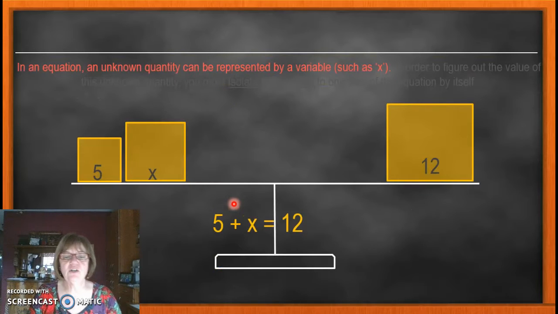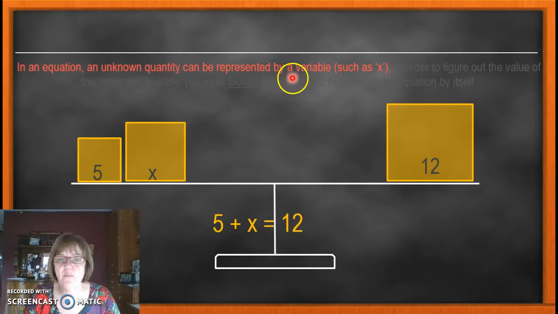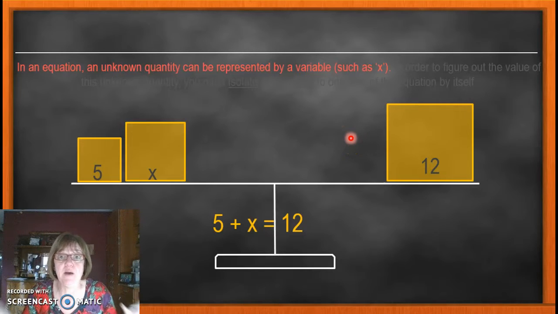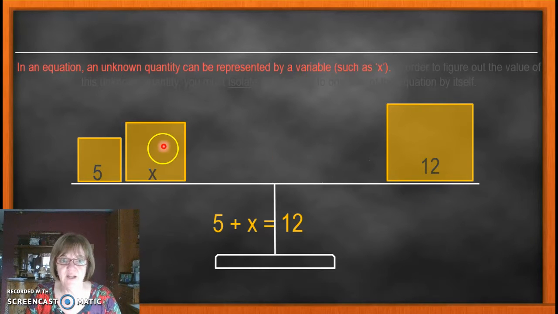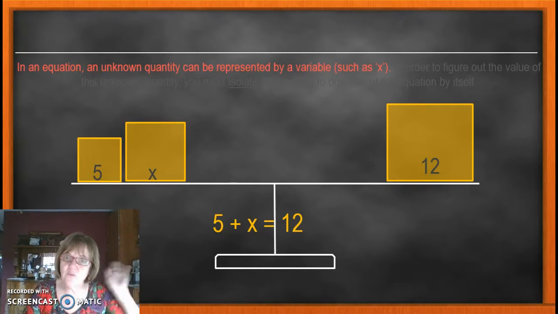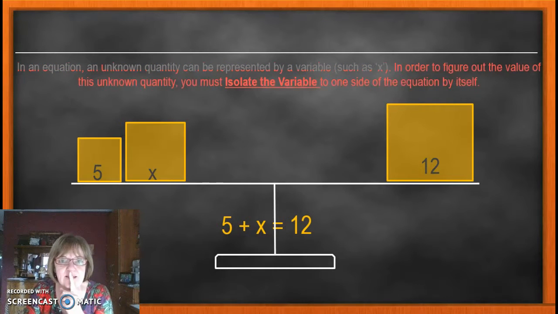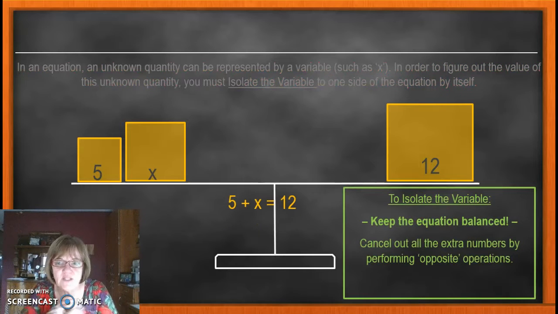Well, let's start looking at this a little deeper, okay? In an equation, an unknown quantity can be represented by a variable, such as x. X is a really popular variable, by the way. It's the most popular variable of all. I don't know why, because it looks like a multiplication sign, but whatever. So, 5 plus x equals 12. All right? Some number. We don't know yet what it is. I know you do know, but shh, don't tell me. Let's see. Did I hit the right button? No, I didn't. Here we go.